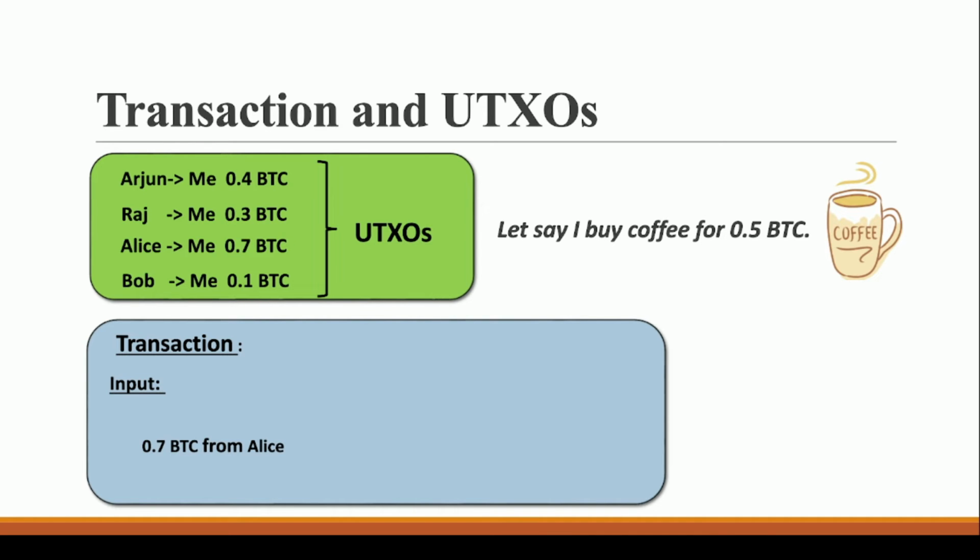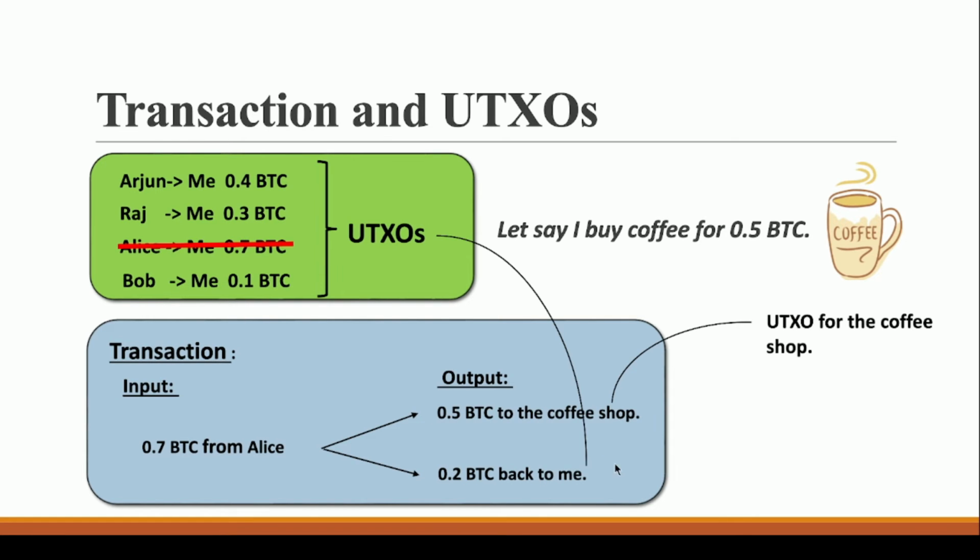Now this UTXO will be divided into two. The first output will be 0.5 Bitcoin to the coffee shop, so that we can buy the coffee. The remaining UTXO, that is 0.7 minus 0.5, which is 0.2 Bitcoin, will be returned to us, because this will work as change. We are giving 0.7 and 0.2 Bitcoin is returned as change. Now, this output that you're seeing will be a UTXO for the coffee shop.